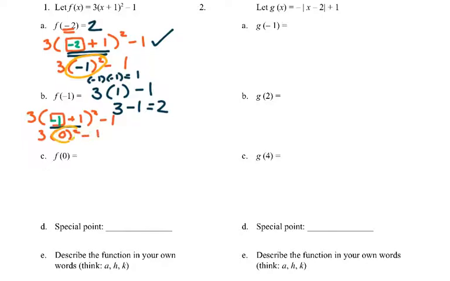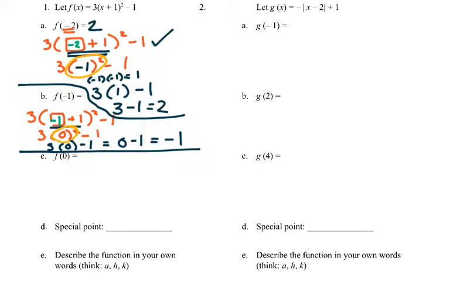0 squared is 0, because 0 times 0 is 0. 3 times 0 is 0, minus 1 is equal to -1. So that's the way that works, okay? Taking a look at the last one, same idea here.